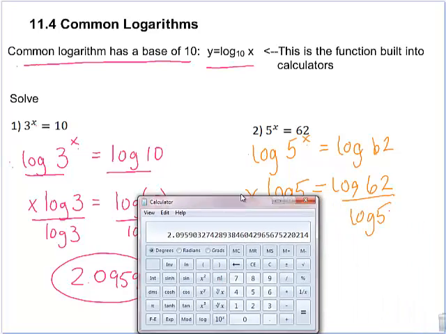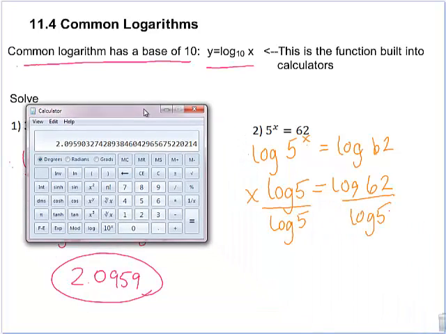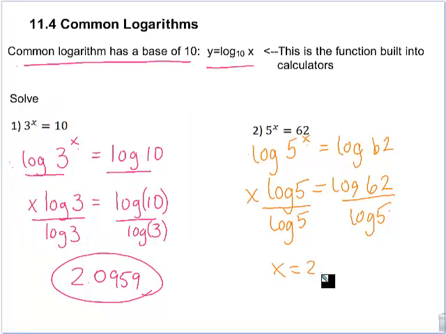Once again, you'll have to grab your calculators out to solve this. So this time, I'm taking the log of 62. I am dividing it by the log of 5. And we get 2.5643. So there's our final solution.